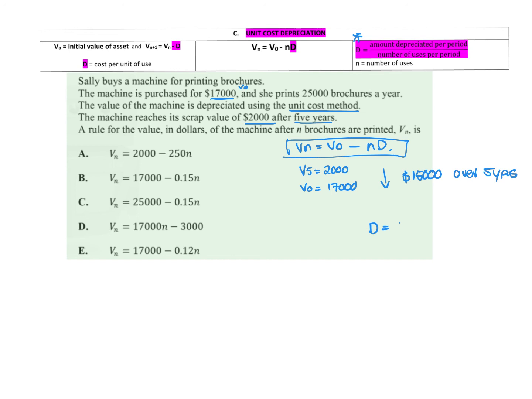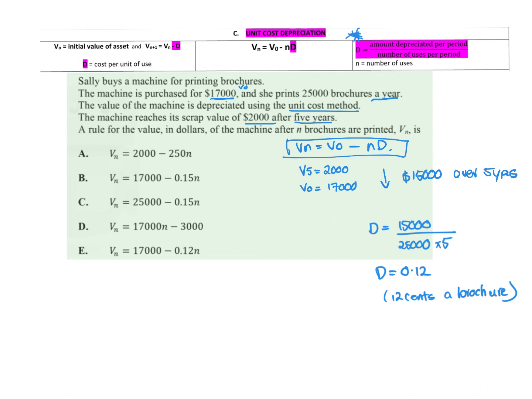So we're going to use this formula up here. We know it's depreciated by 15,000, and we're going to work out how many uses it was used for over that 15,000. So they said she makes 25,000 a year, but there were 5 years there. So I'm going to do that. So this is going to tell me what it costs per brochure. So I end up with that. So that's like saying 12 cents a brochure. Does that seem pretty fair logic? Yeah, that doesn't sound too bad.